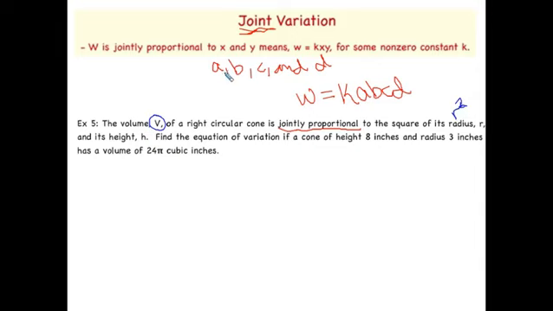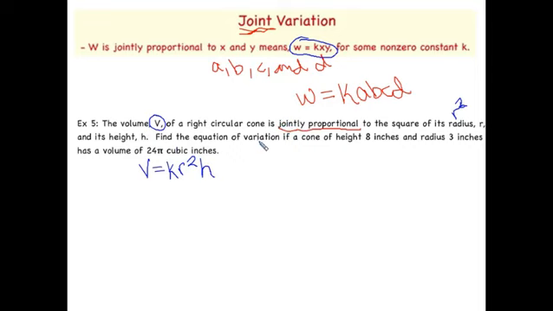It's not just a variable anymore, a, b, c, d, x, or y, where you need to put in some extra piece of information there: the square of the radius and its height. So if we were to set up our general equation, we could say V equals our constant of proportionality, that k, times our radius squared times our height. We have two pieces in here because it is jointly proportional.